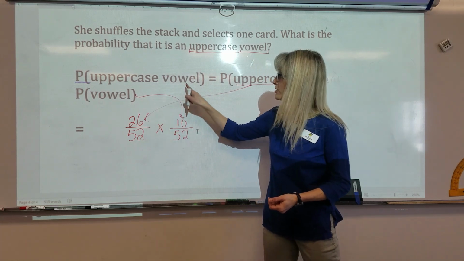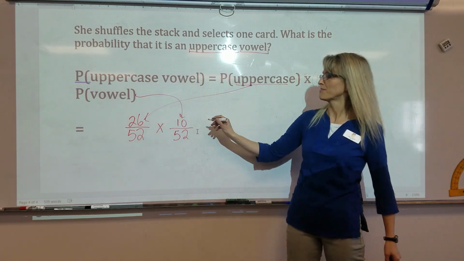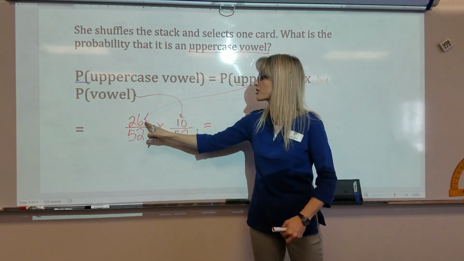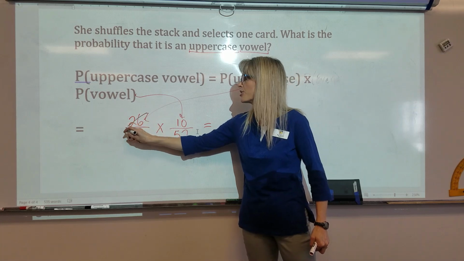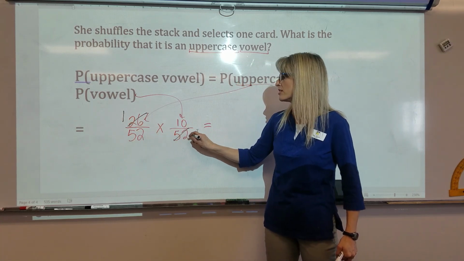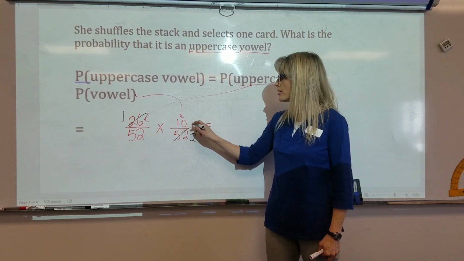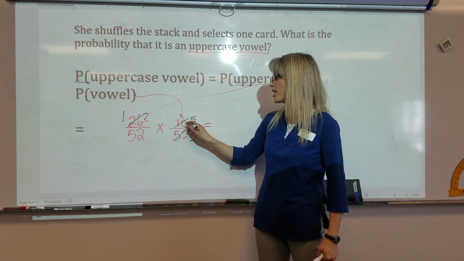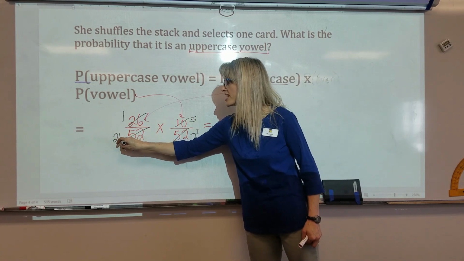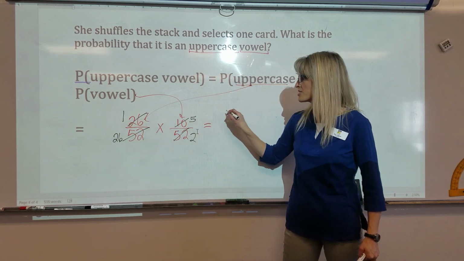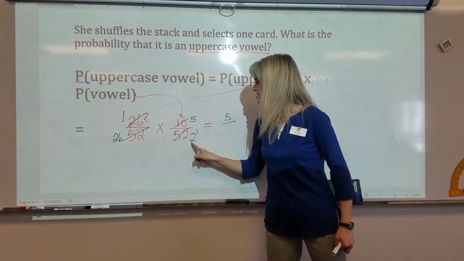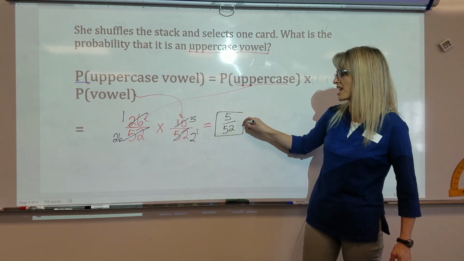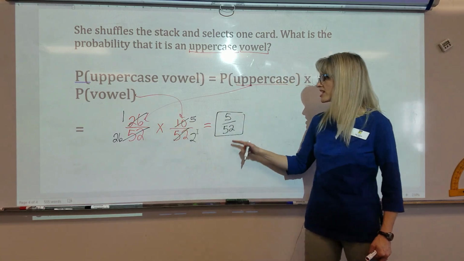So the probability rule says to multiply them. I don't want to multiply big numbers, so let's make them smaller. Let's cross cancel. 26 and 52, they're multiples of each other, once and twice. 10 and 52, they're both even, so I could cut this one in half, make it 5, and cut this one in half and make it 26. Then 1 times 5 is 5, 26 times 2 is 52. And it won't reduce any more because there wasn't anything else that would cross cancel.